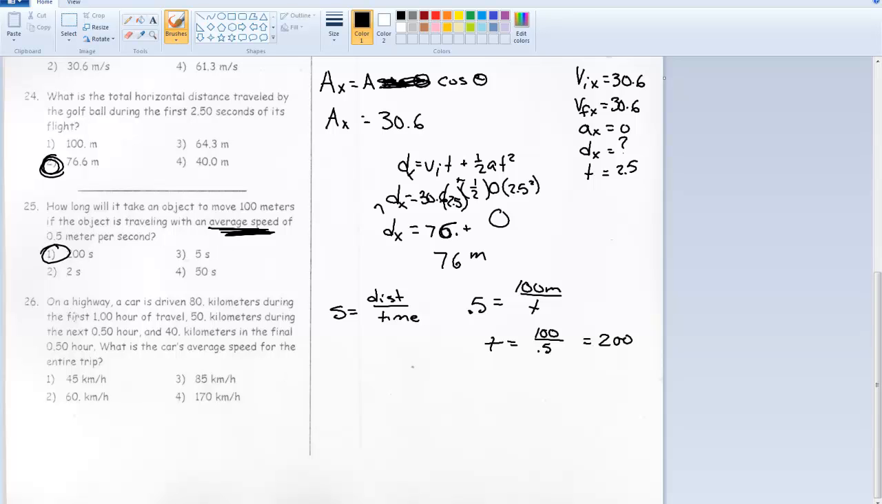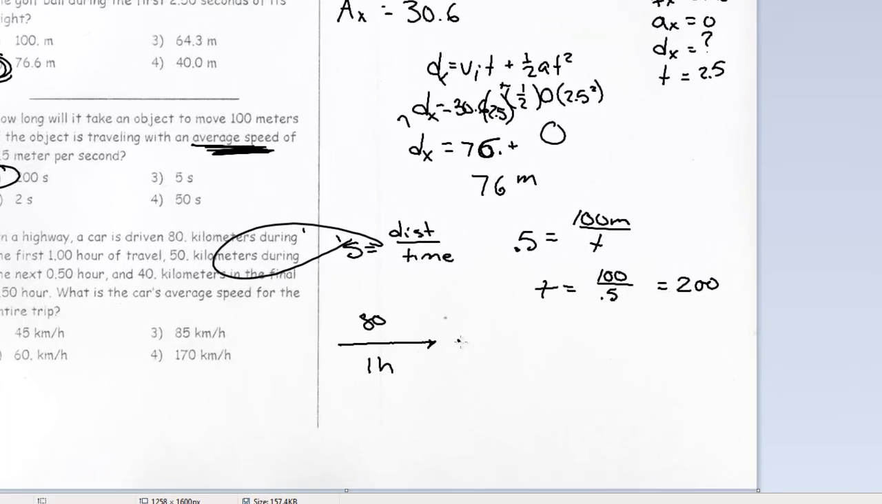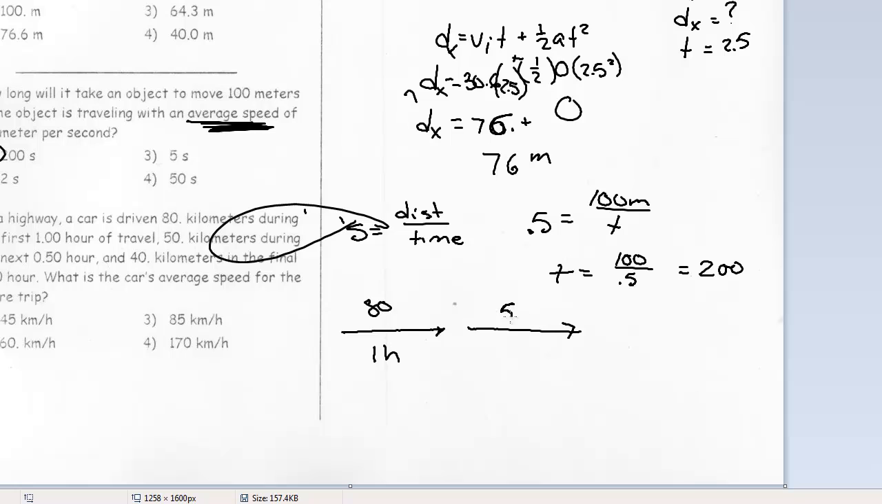All right, let's take a look at 26. On a highway, a car is driven 80 kilometers during the first hour. All right, there we go. I lost my pen for a second. So it goes 80 kilometers in the first hour. Then it travels 50 kilometers in the next 0.5 hours. And then finally another 40 kilometers in the last 0.5 hours. What is the average speed?